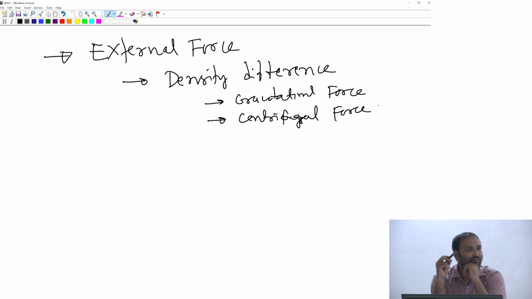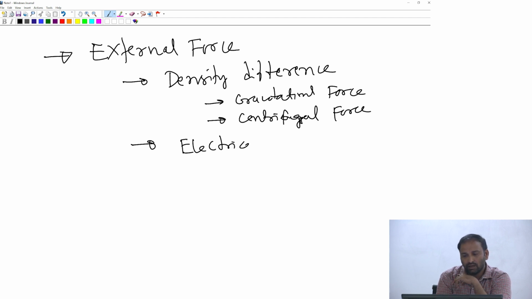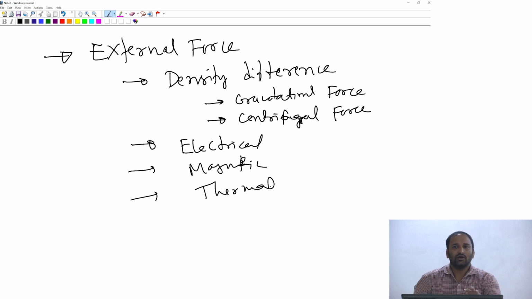Any other external force that we can think of? Again, something that we discussed the other day. It could be electrical forces, magnetic, or thermal forces. Essentially, you can set a particle into motion by using any of the external fields. We're going to see some examples where we look at the motion of a particle under the influence of gravitational force and centrifugal force in this class. Now, we'll think of a simple example.